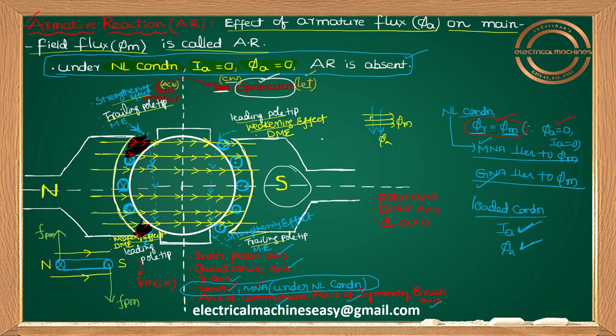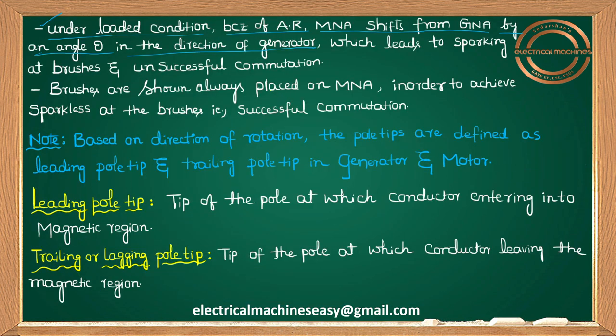So whenever the angle between phi m and phi a is 90 degrees, you are going to have the cross magnetizing effect. Because of it, we are going to have sparking at the brushes, poor commutation, delayed commutation, under commutation. So many problems we are going to have. We'll discuss all this in a coming session. Let me write one point here. Under load condition, because of armature reaction, the MNA shifts from the GNA by an angle theta in the direction of generator, which leads to sparking at brushes and unsuccessful commutation.